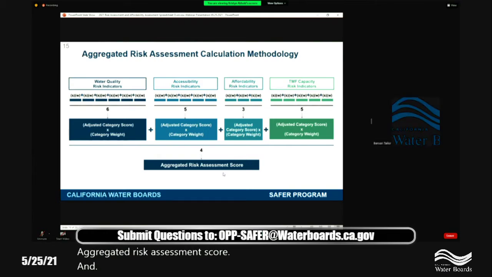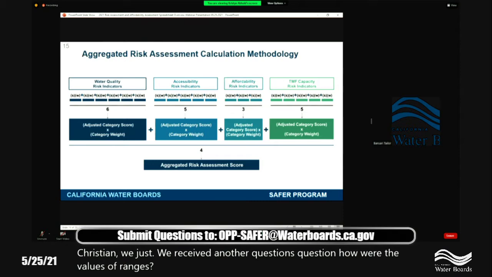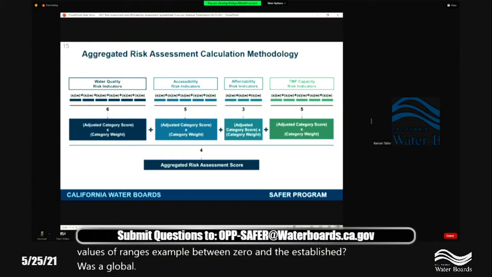Kristen, we received another question. How were the values of ranges, for example between 0 and 3, established? Was a global risk metrics referenced? If so, can you please share the risk metrics reference?